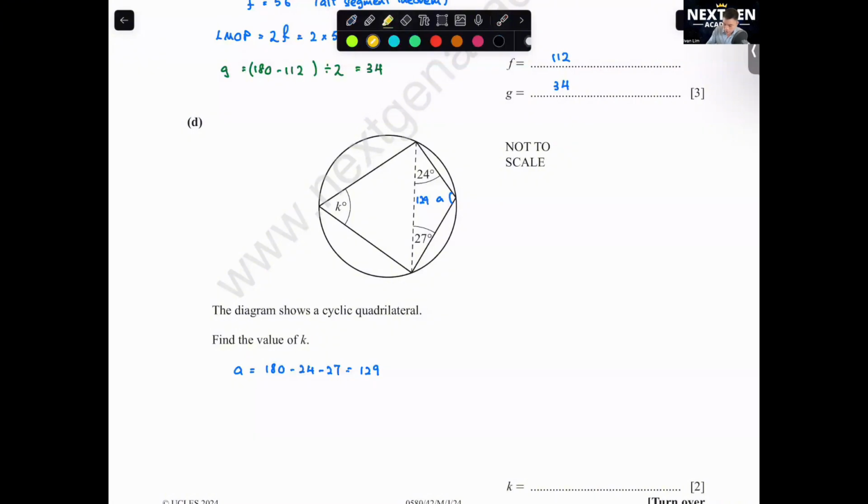Cyclic quadrilateral means you've got a quadrilateral inside a circle that touches all 4 sides. The property of it is that this and this add up to 180 degrees. So we will take K is equal to 180 minus 129, which is equal to 51. It's called a cyclic quadrilateral.